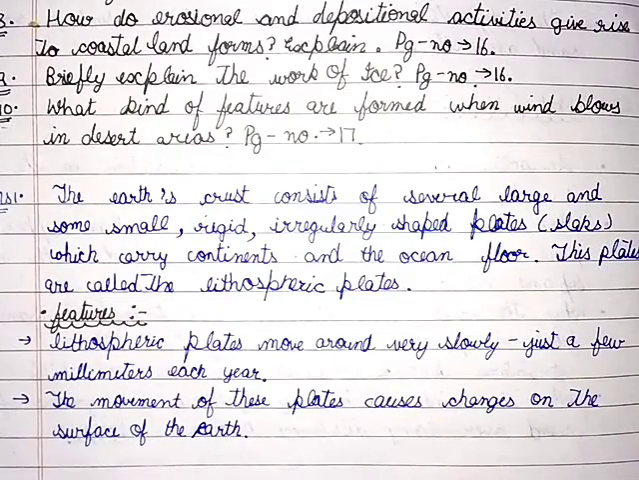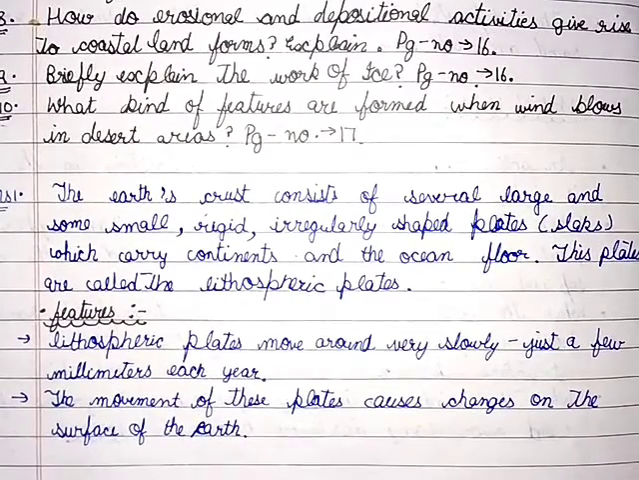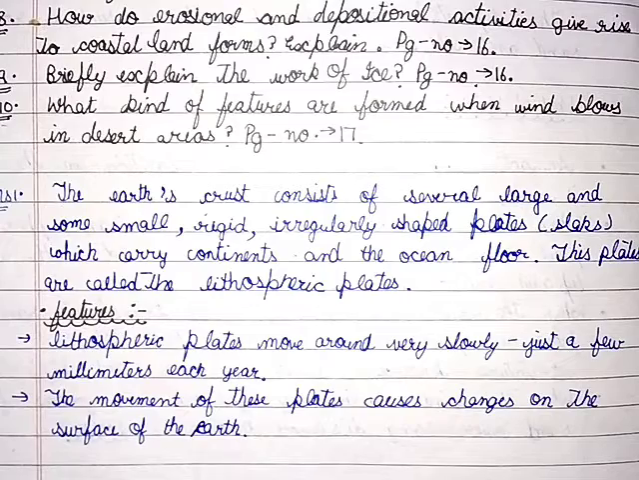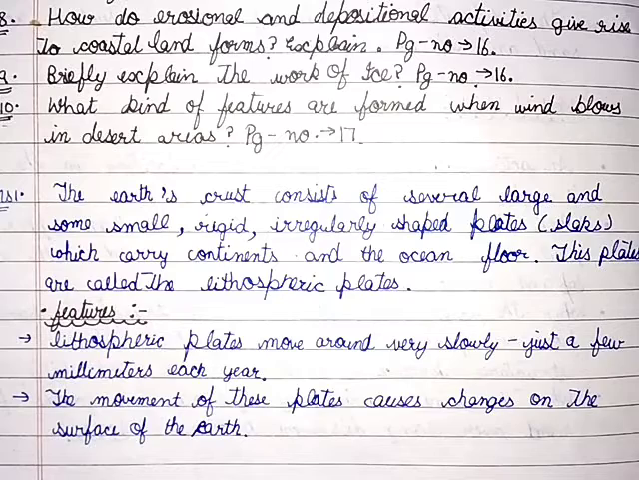The Earth's crust consists of several large and some small, rigid and irregularly shaped plates or slabs which carry continents and the ocean floors. These plates are called the lithospheric plates. Features of lithospheric plates are: lithospheric plates move around very slowly, just a few millimeters each year. The movement of these plates causes changes on the surface of the earth.